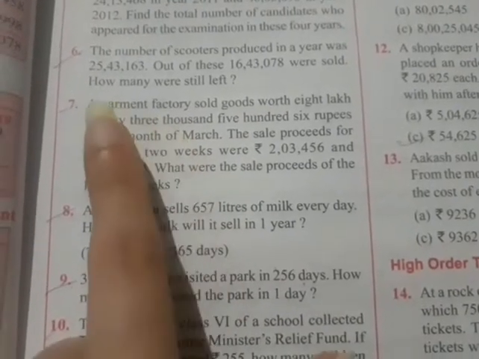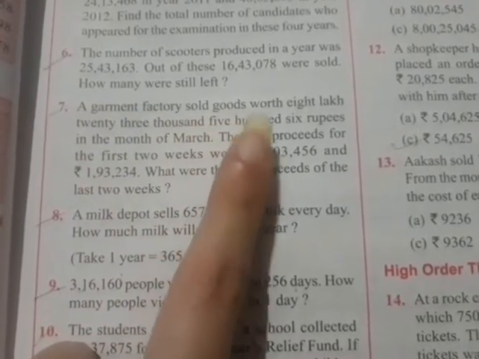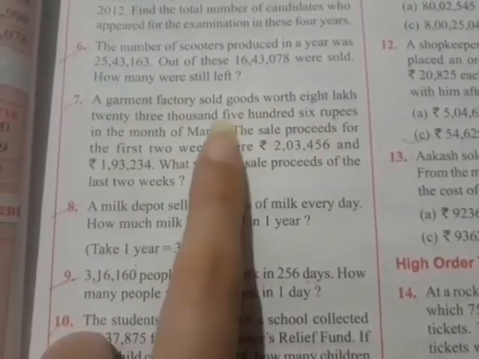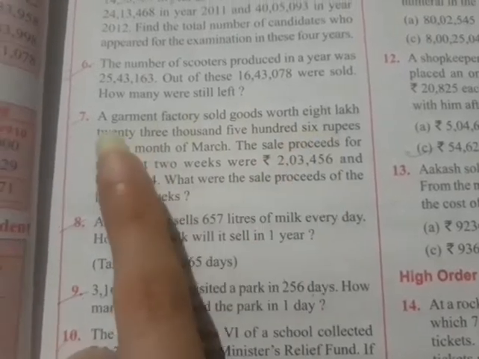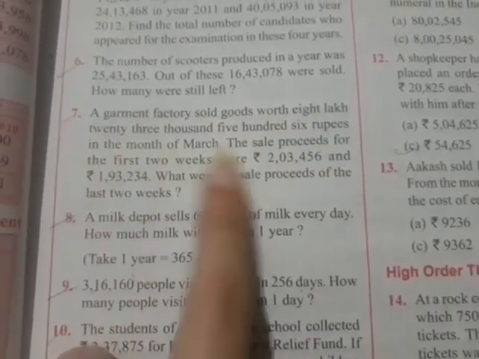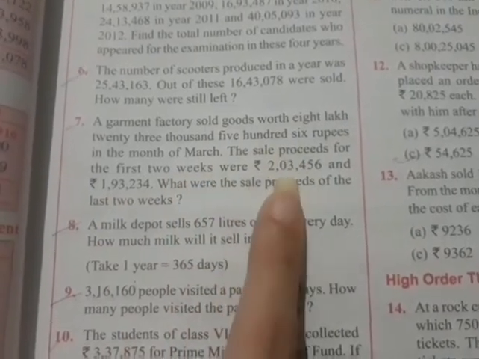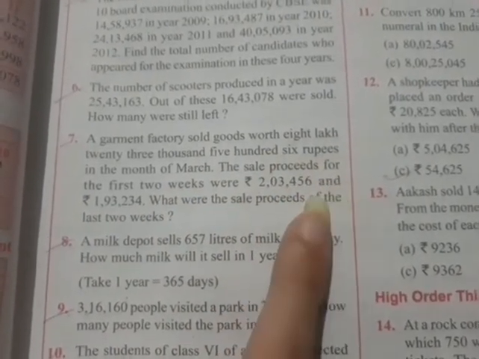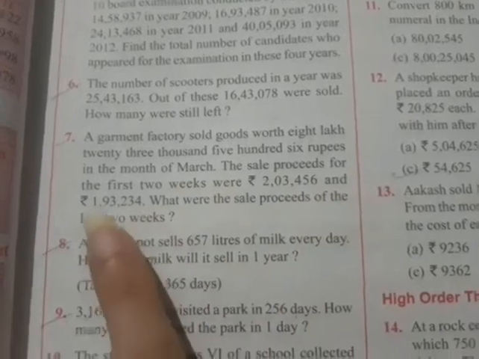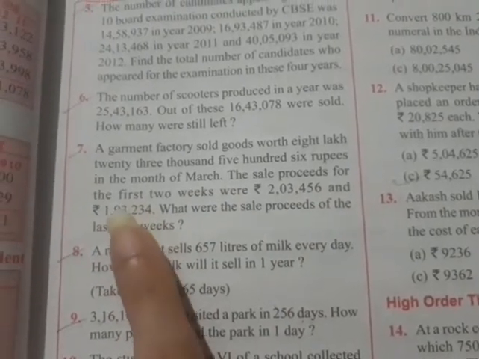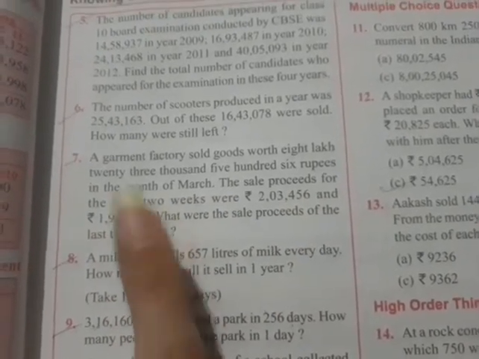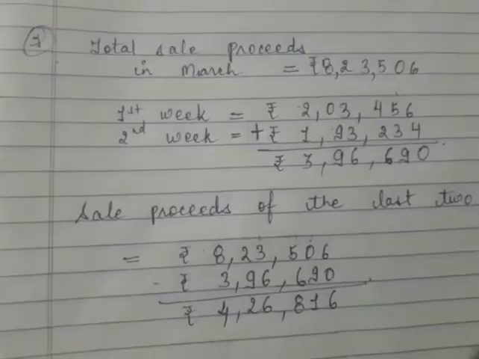Now the next question is, a garment factory sold goods worth 8,23,566 rupees in the month of March. The sale proceeds for the first 2 weeks were 2,03,456 and 1,93,234 rupees. What were the sale proceeds of the last 2 weeks?